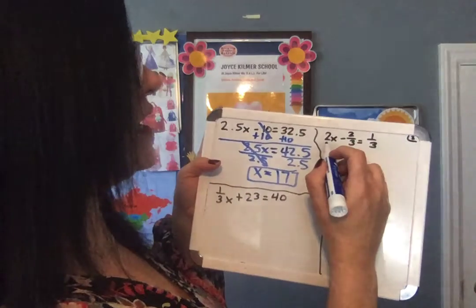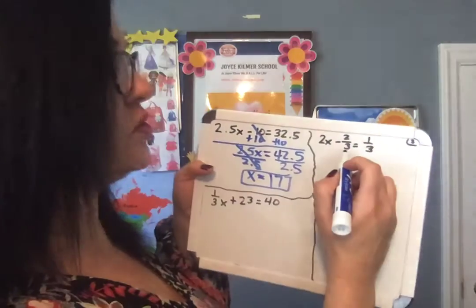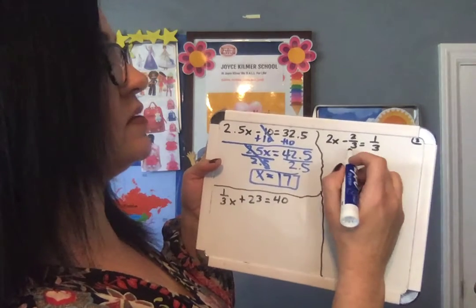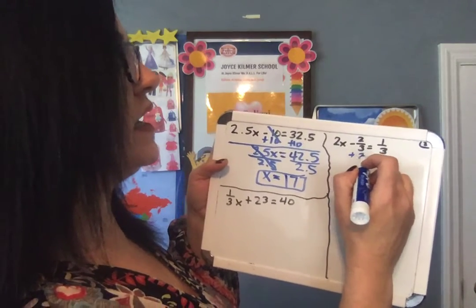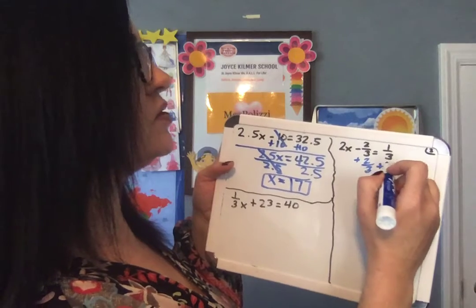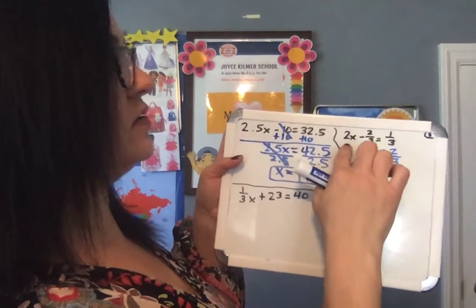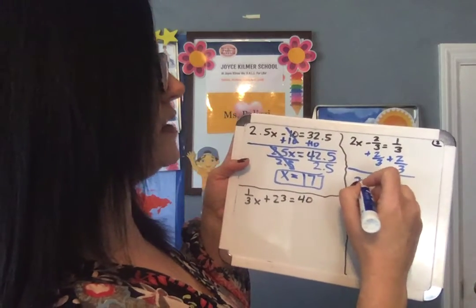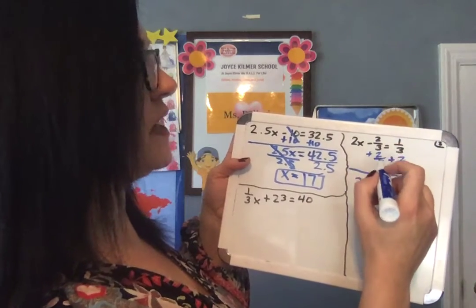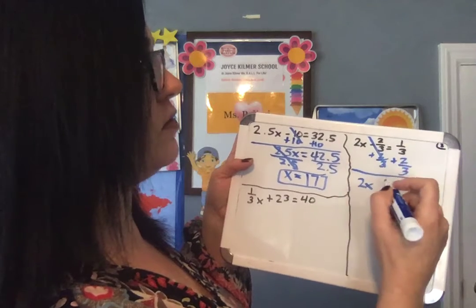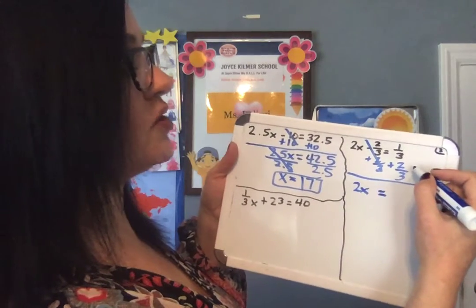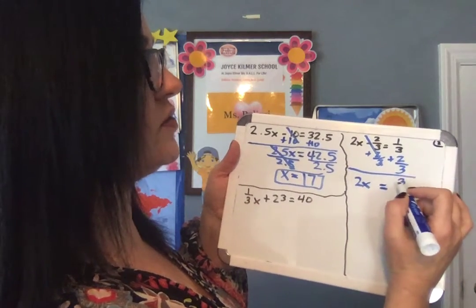Okay, so here we have 2x minus 2/3 equals 1/3. X wants to be alone, so I will go ahead and add 2/3 to both sides. Draw your line. Nothing underneath 2x, so I'll bring it down. Negative 2/3, positive 2/3, cross it out. And 1/3 plus 2/3 is 3/3.